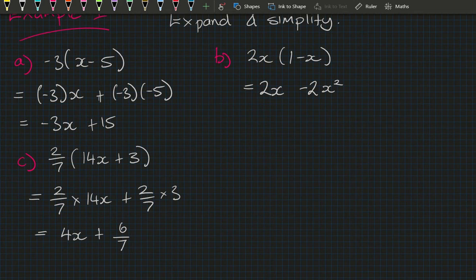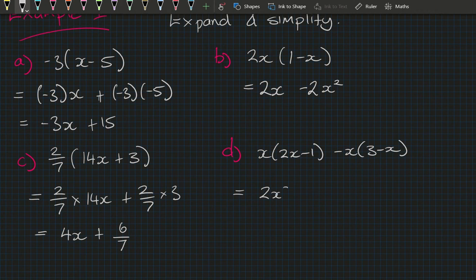Alright, and finally in part D, we have this long expression: x times 2x minus 1 minus x times 3 minus x. And expanding the expression on the left, we get 2x squared minus x. And taking into account the negative sign, the expression on the right gives us minus 3x plus x squared. And the final step is to collect like terms. So we're left with 3x squared minus 4x.